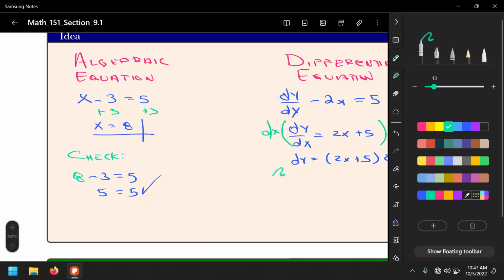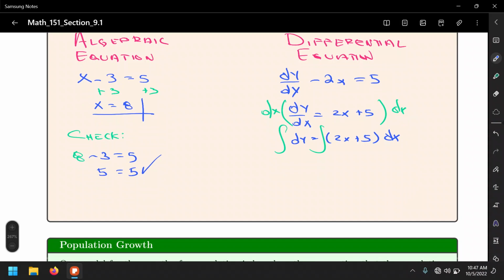So we're going to integrate. The integral of dy is simply y. The integral of 2x is x squared. The integral of 5 is 5x plus some constant of integration. So that's our general solution to the equation. Just getting into the vocabulary, this is a general solution because this c is actually any constant depending on the initial condition. So essentially, this will map a picture of a family of functions.